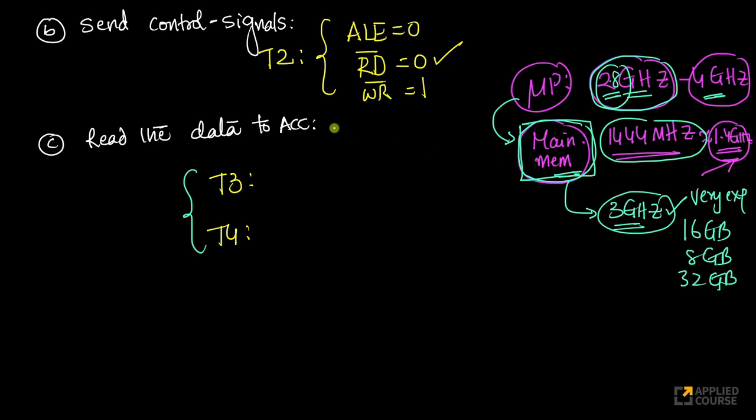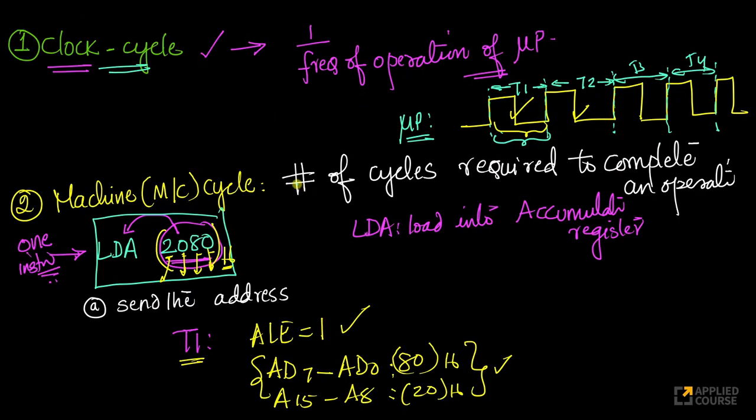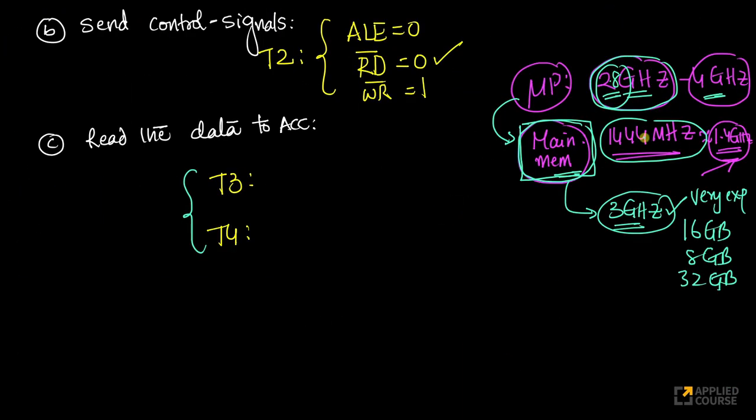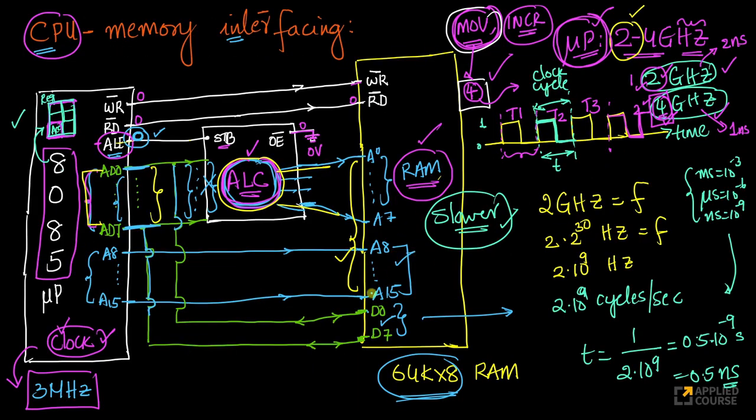So which means, now look at this, I've sent all of this information. Now my main memory, this is very, very important, right? My main memory will take some time. If my main memory is operating at 1.4 gigahertz, it will take some time to place the data on the data lines, right? It will take some time. In that time, look at this, because it will take some time, right?